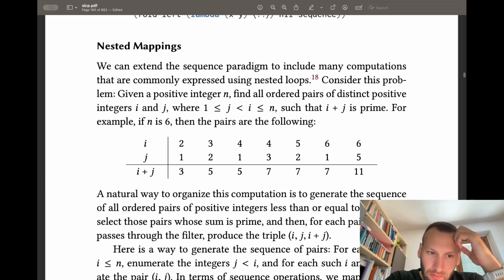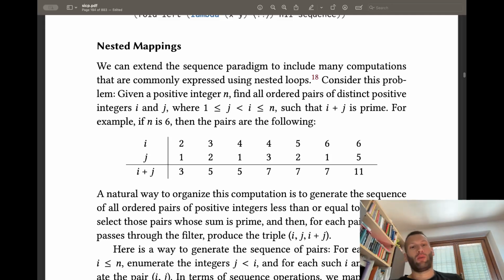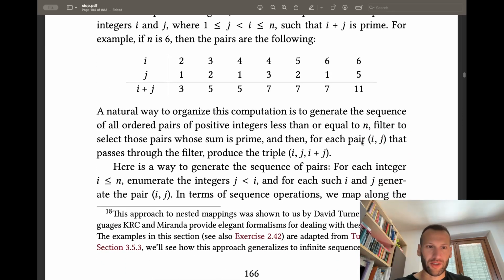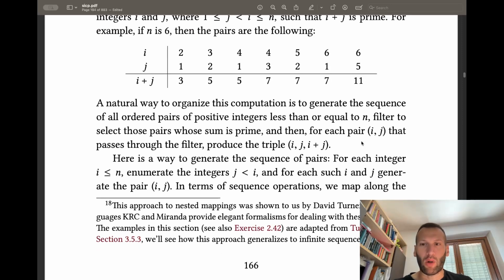A natural way to organize this computation is to generate the sequence of all ordered pairs of positive integers less than or equal to n, filter to select those pairs whose sum is prime, and then for each pair i, j that passes through the filter, produce the triple i, j, i plus j.